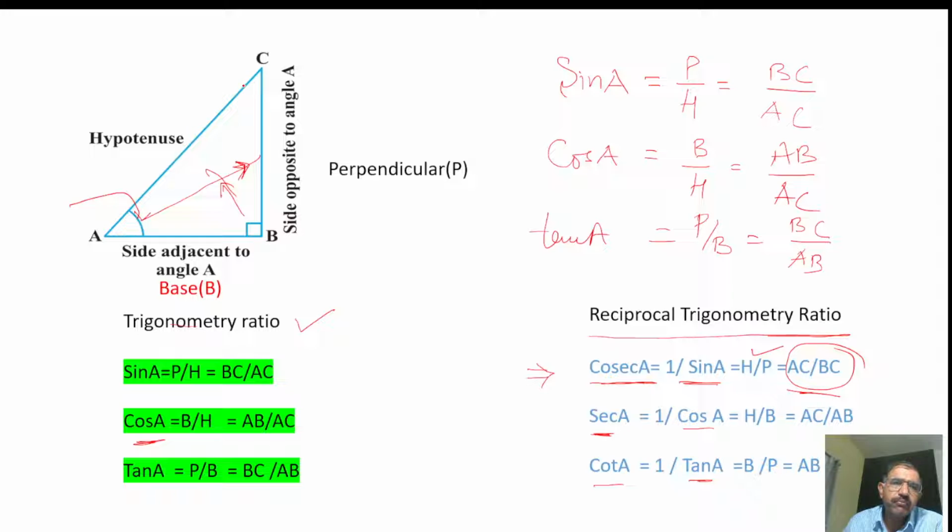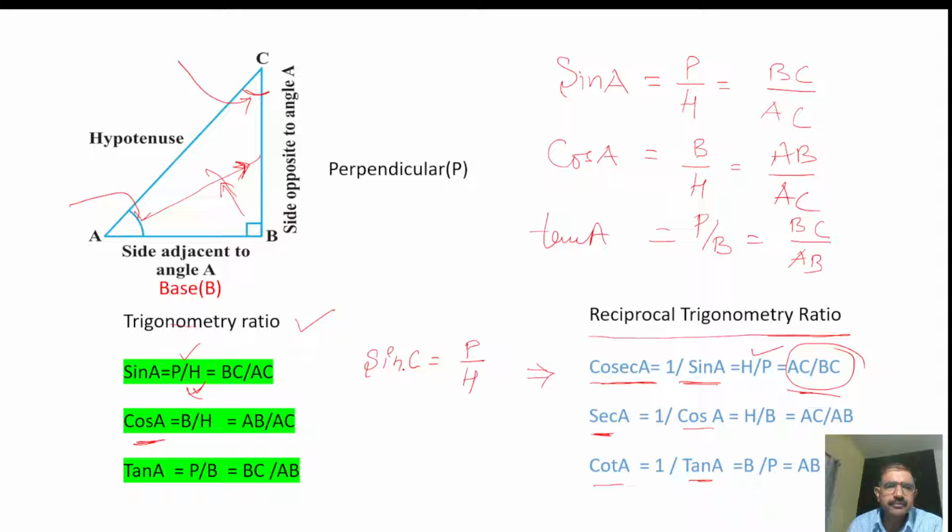If I consider angle C as the reference angle, and I have to find out sin C, the formula will remain the same. It will be perpendicular upon hypotenuse. There is no change in that.